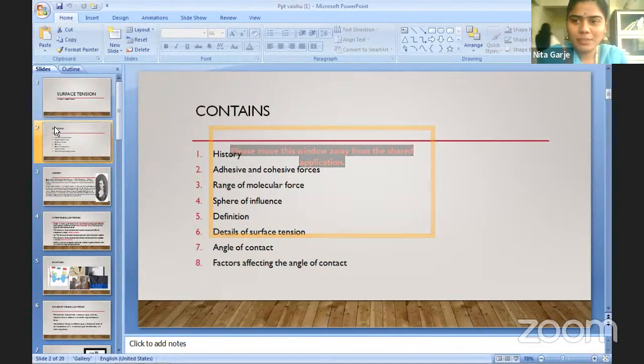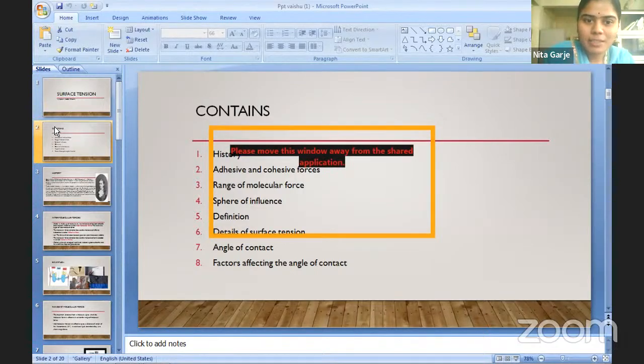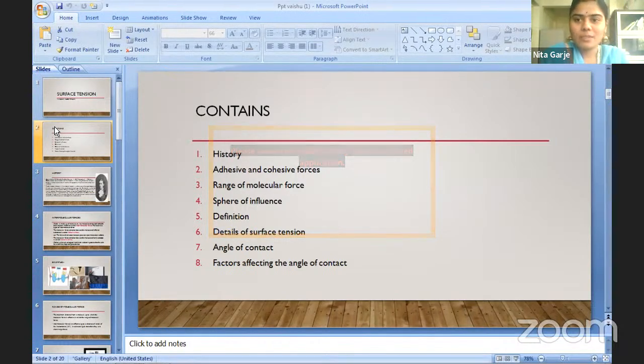The contents are: first of all, the history of surface tension. Then adhesive and cohesive forces, meaning the intermolecular forces between the molecules. Then the range of molecular forces, sphere of influence, the definition of surface tension and details of it, and the angle of contact and factors affecting the angle of contact. We have all these things in this PPT.